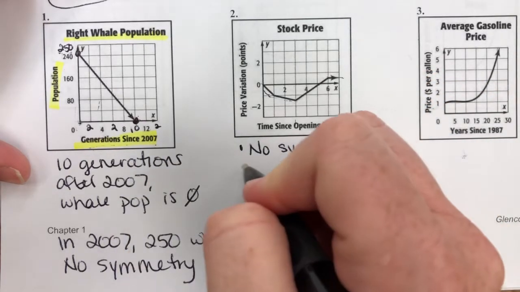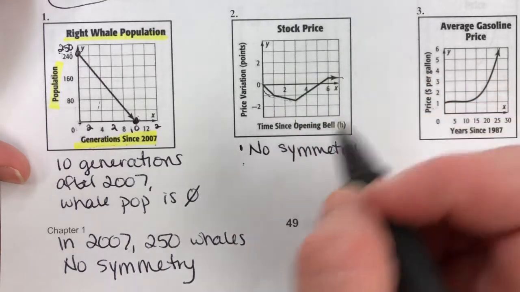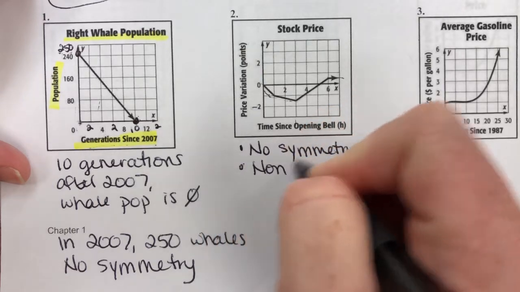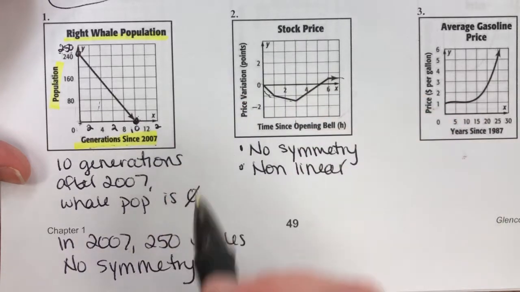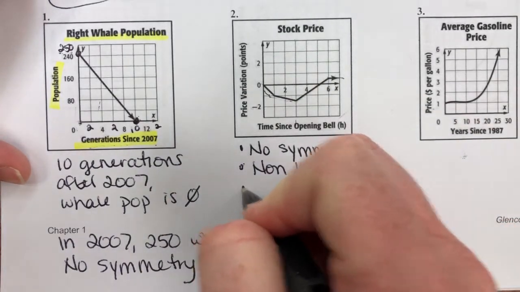Linear or nonlinear? This is nonlinear. It's not a straight line. Well, it's not one straight line, so it's nonlinear. It's made up of a bunch of straight lines, but the entire graph as a whole is not one straight line. It's not constant. And then we have to look at the intercepts.